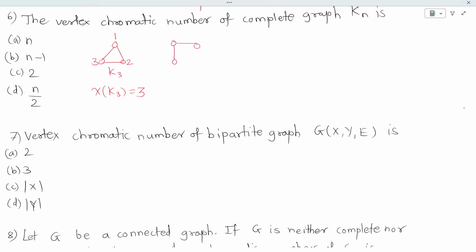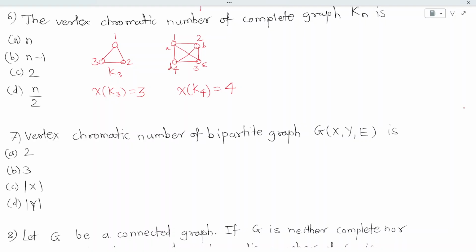Now K4. I have assigned color 1 to this vertex, say A, B, C and D. Now A and B are adjacent, so I cannot assign color 1 to B. So I have to assign color 2 to vertex B. If you go to vertex C, we cannot use color 1 and 2 because B is adjacent to C and A is also adjacent to C. So we must use color 3 for vertex C, and similarly we cannot use colors 1, 2 and 3 for vertex D as D is adjacent to A, B and C. So we must use color 4 for vertex D. So chi of K4 is equal to 4.